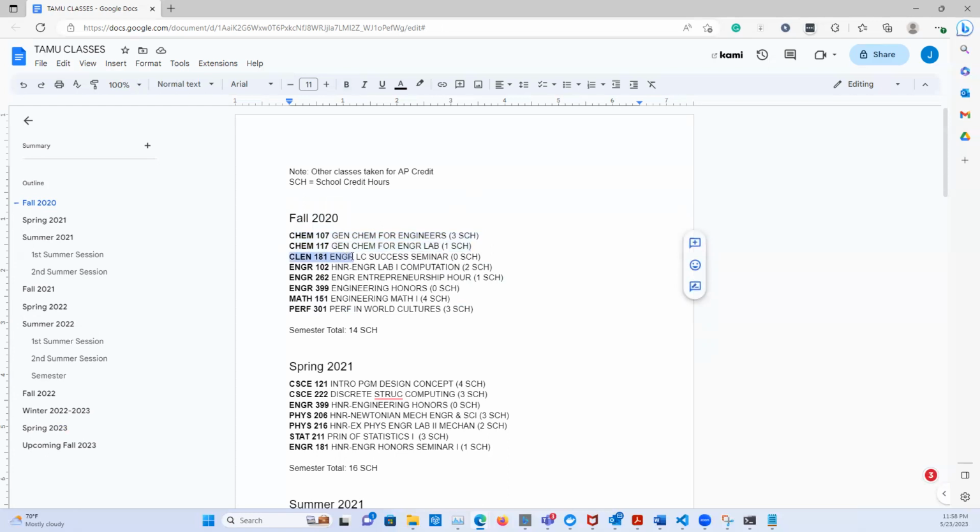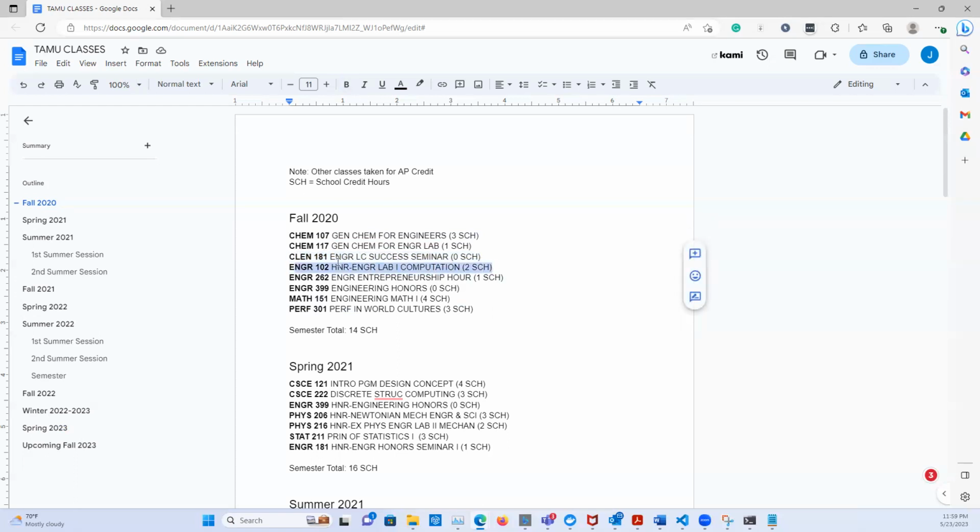Next one is CLEN 181, and this is the engineering seminar. I found this class pretty useful because they taught you a lot of tips on how to study and get used to college. And so I learned a lot of useful study tips. Probably one of the most useful things in here is a commitment calendar as well as a 5-day study plan for exams. Especially later on, even if you took AP credit, these planners will be really useful for studying for exams way ahead of time, because trying to cram all that information in is not good.